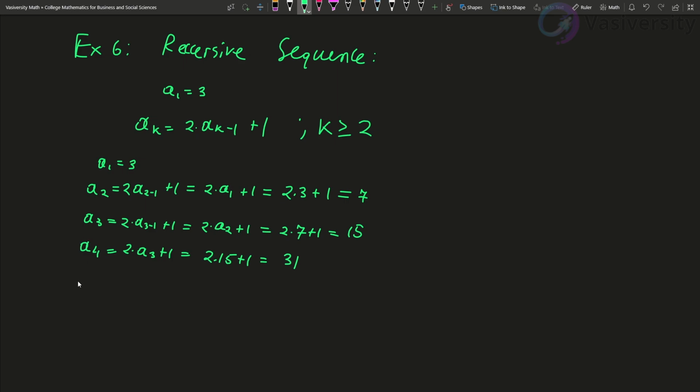And let's do the last term. So a sub 5 is going to be 2 times a sub 4 plus 1, which is equal to 2 times 31 plus 1, which is equal to 63. Okay, so that's one of the recursive ones.